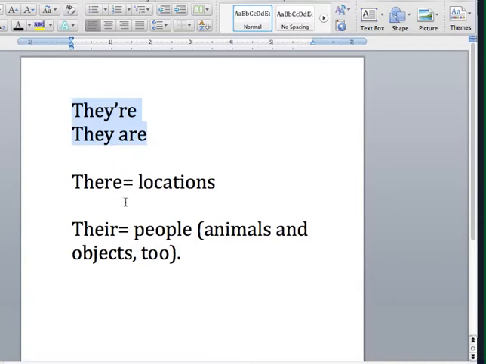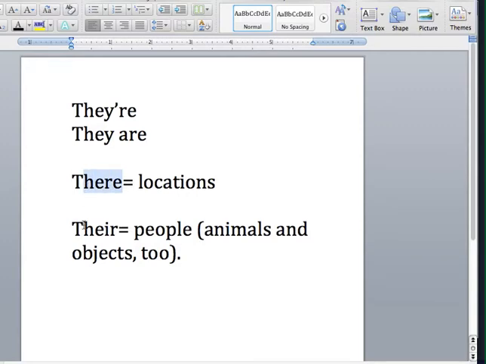Second, when you're thinking about a location, like I'm going to put my books over there, could you substitute for here? I am going to put my books here. It works. There and here are your locations. That's how I always remember it.